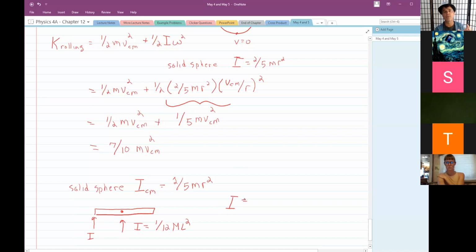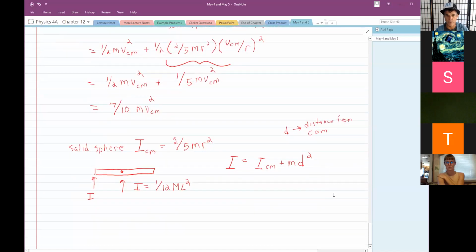axis parallel to an axis passing through the center of mass is the moment of inertia about an axis through the center of mass plus md squared, where this d is the distance from the center of mass.